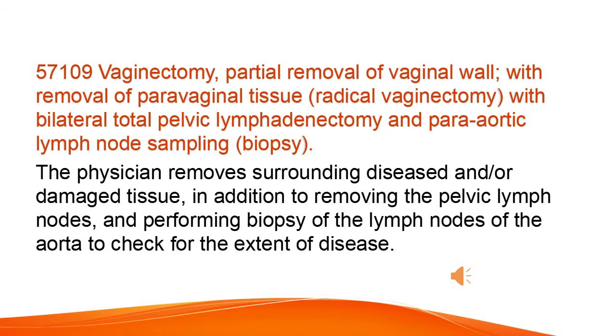Vaginectomy, partial removal of vaginal wall, with removal of paravaginal tissue, radical vaginectomy, with bilateral total pelvic lymphadenectomy and para-aortic lymph node sampling, biopsy. The physician removes surrounding diseased and/or damaged tissue, in addition to removing the pelvic lymph nodes, and performing biopsy of the lymph nodes of the aorta to check for the extent of disease.